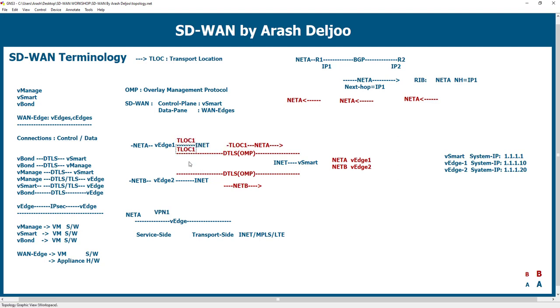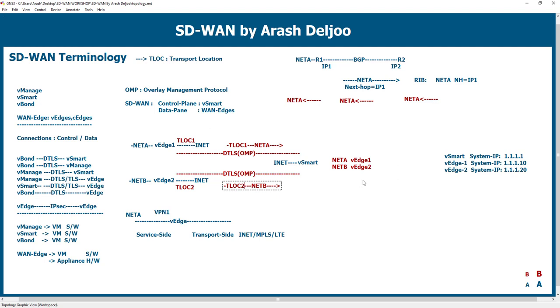And also, if here is TLOC2, vEdge2 sends NetB to vSmart with TLOC2. TLOC is the same as next hop. This means that if anyone wants to send traffic to NetB, it should send the traffic to TLOC2. Yes, I know that you don't know about TLOC. Because of that, first we should talk about TLOC. After we understand TLOC, we can continue the routing. So first let's get started with TLOC, and after that we will continue this routing.